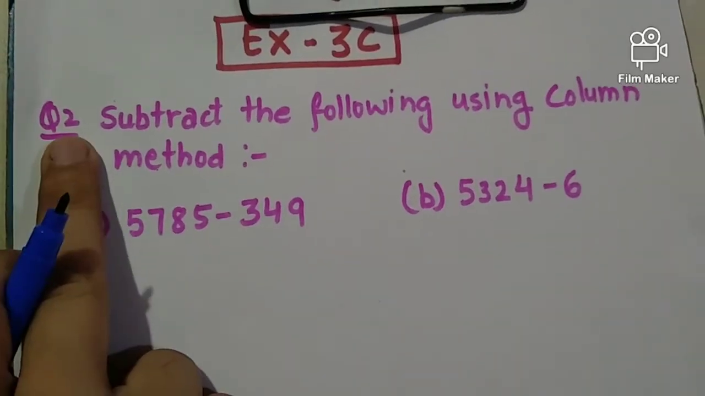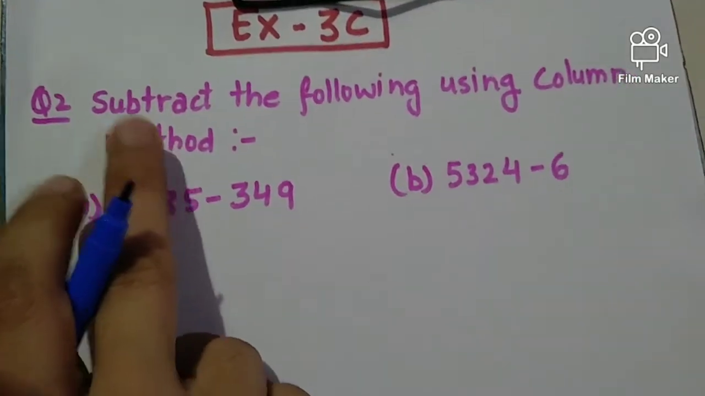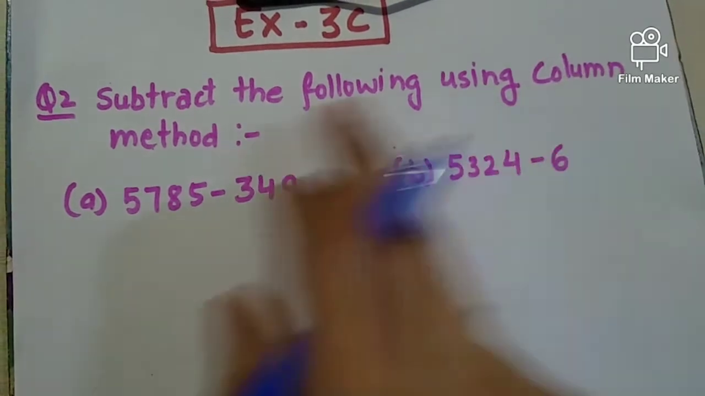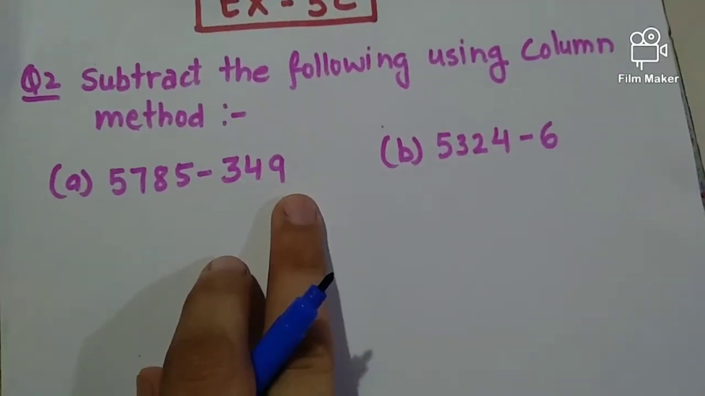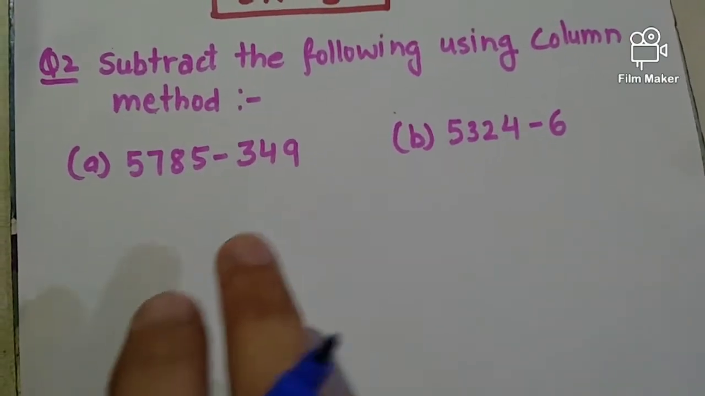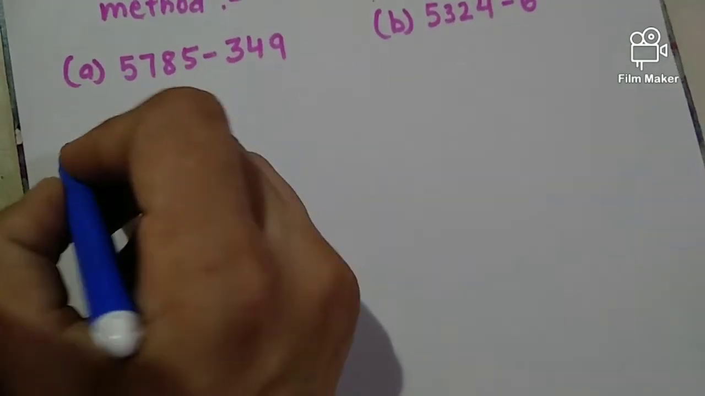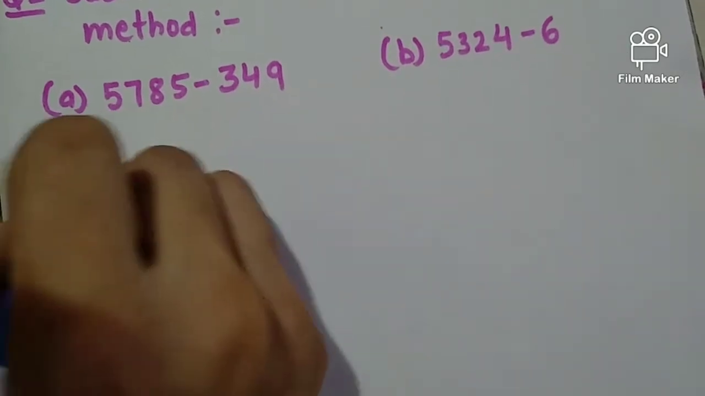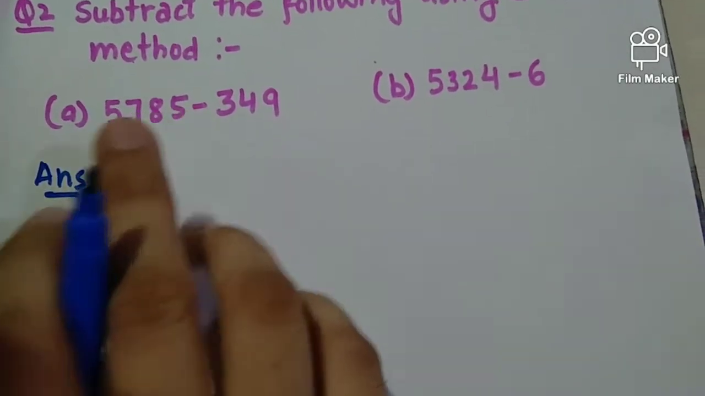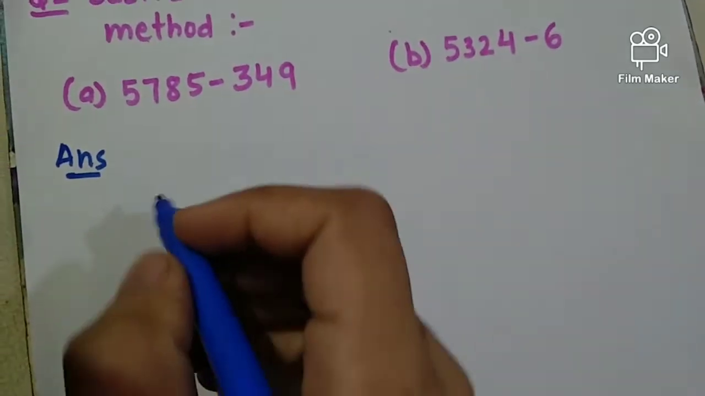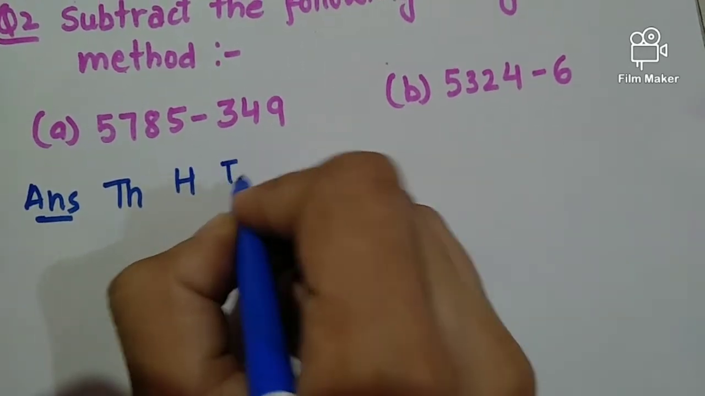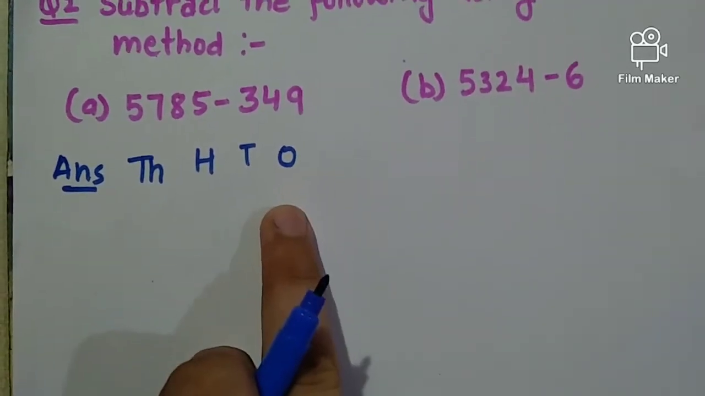Now in the second question of exercise 3rd C, what we have to do? We have to subtract the following using the column method. There are 2 numbers given and we have to subtract these numbers with the column method. So first of all we have to make a column for it. So let's start our answer. This is a 4-digit number. So we have to make a place value of thousands place. ठीक है, 1000 place. 1000, 100, tens and then ones. We have to make columns first.